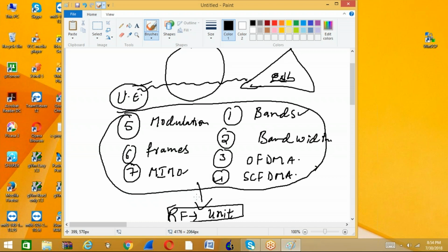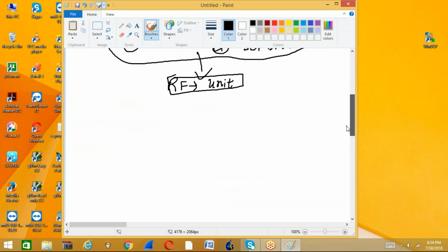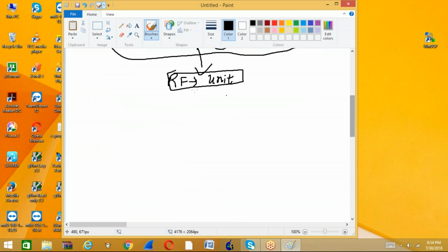So now the thing is you have to understand what all these terminologies are. For understanding these terminologies, I'll try to draw the exact structure of eNode B and UE, how exactly UE and eNode B look. For example, if I take my mobile UE, this is my mobile.